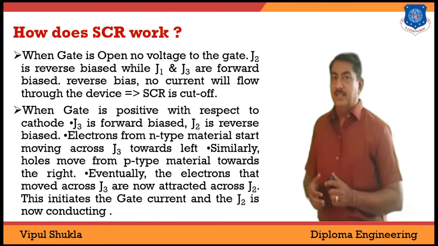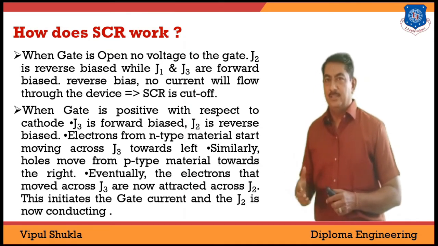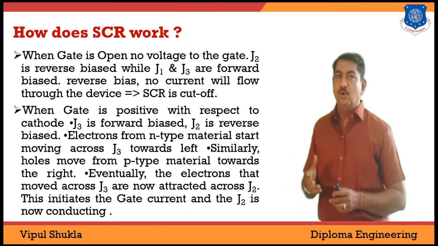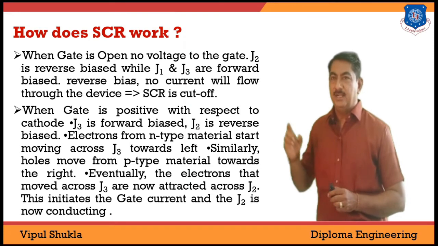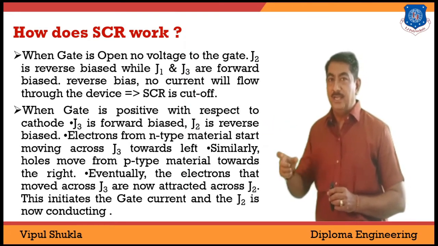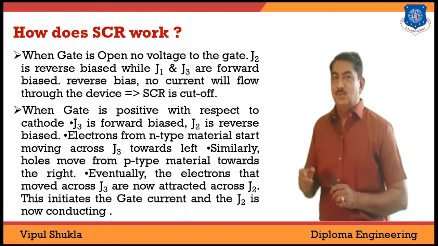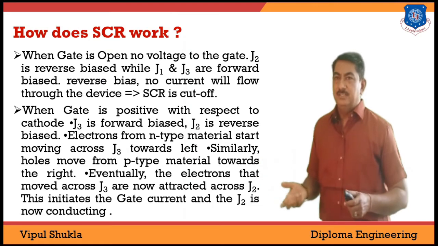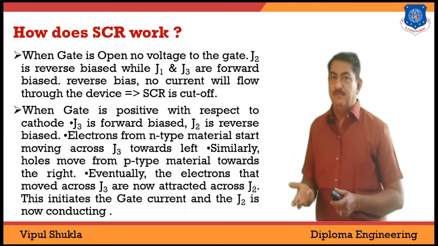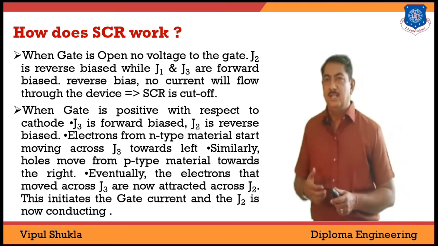Now when gate is open, that is the first condition, let's see what happens. When gate is open, there is no voltage at the gate. So at that time junction J2 is reverse biased, while J1 and J3 are forward biased. During reverse bias, we know that there is no flow of current through the device. So at that time we can say that the silicon controlled rectifier is in cut off condition.